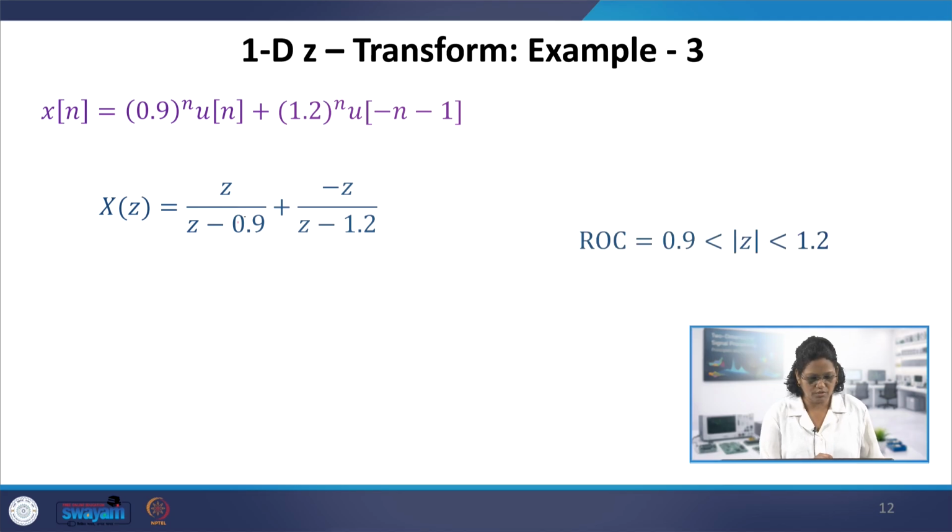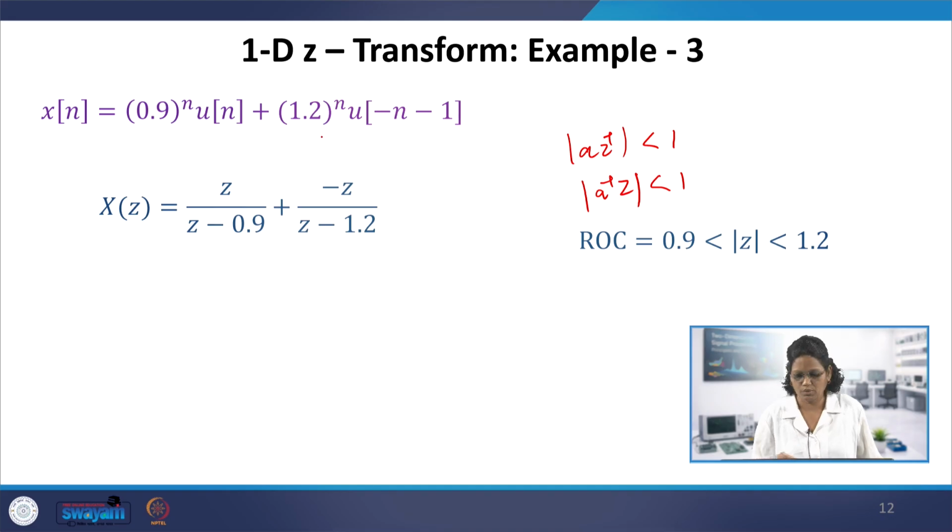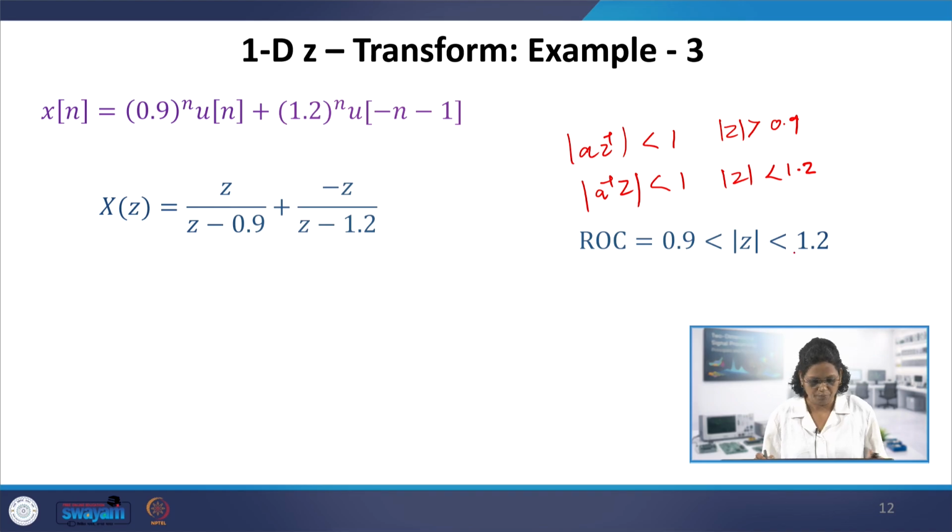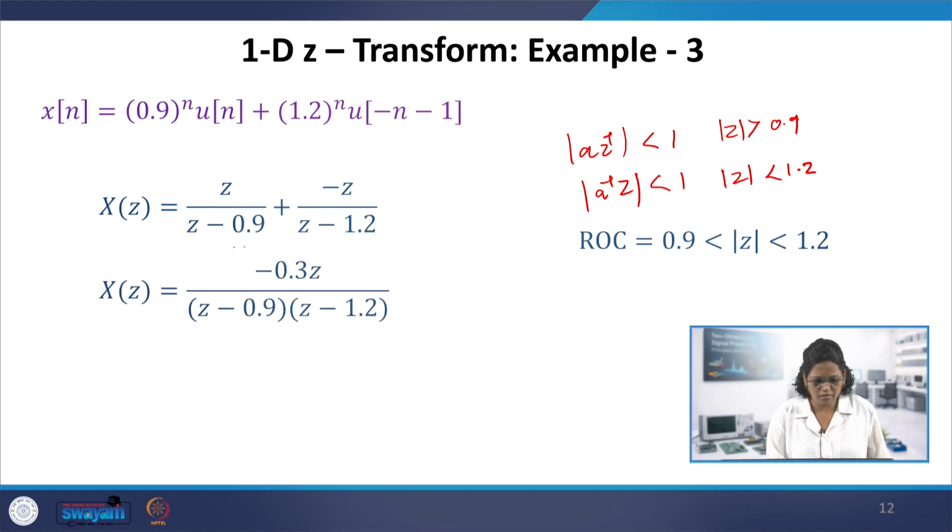For the first one to converge, z power minus 1 should be less than 1, where a was 0.9. Another case was a inverse z less than 1, where a was 1.2. Using these two, 0.9 and 1.2, we get the region of convergence. In one case z is greater than 0.9, and here z is less than 1.2. Combining the two cases, z is between 0.9 and 1.2.